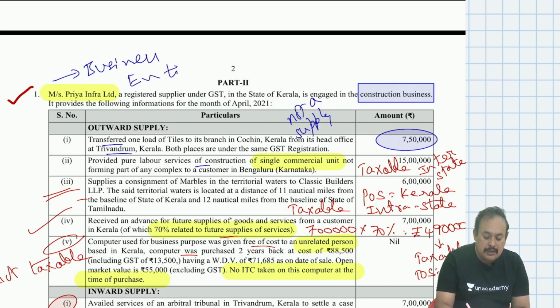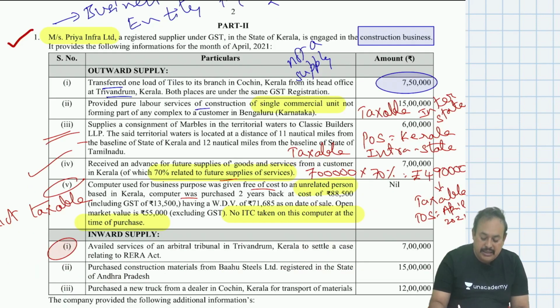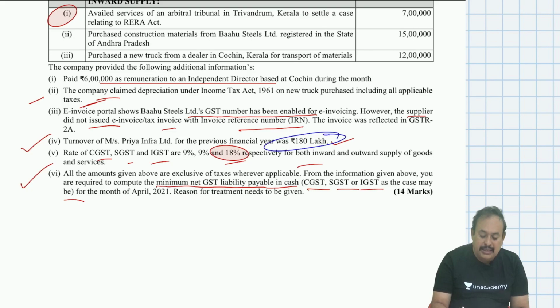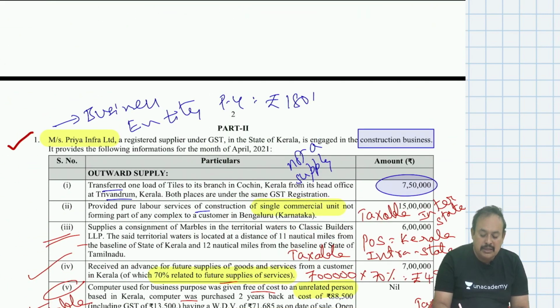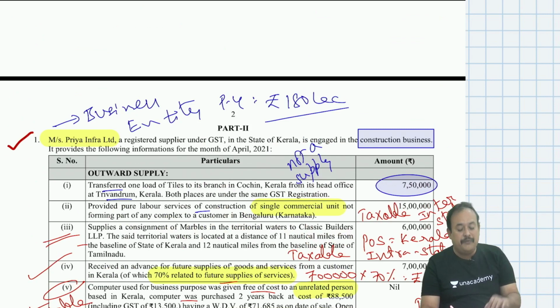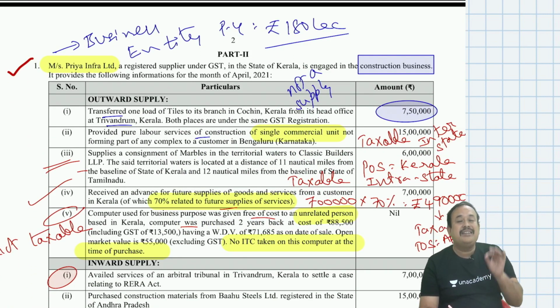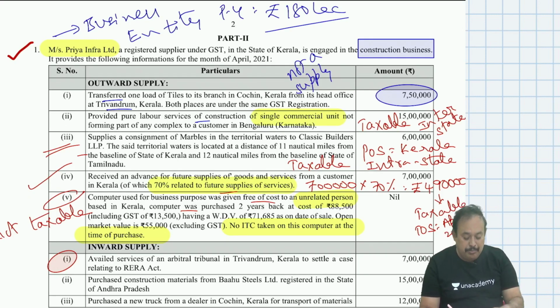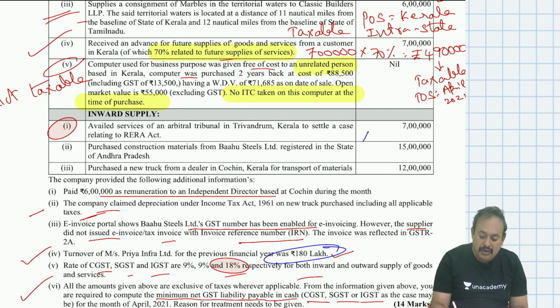A business entity whose previous year aggregate turnover they have given here as 180 lakh. So 180 lakh is more than the threshold limit for registration. Therefore, it is taxable supply to which the reverse charge mechanism will apply. That means on the 7 lakh, 9% CGST and 9% SGST will apply, which is 63,000 CGST, 63,000 SGST to be paid under RCM.